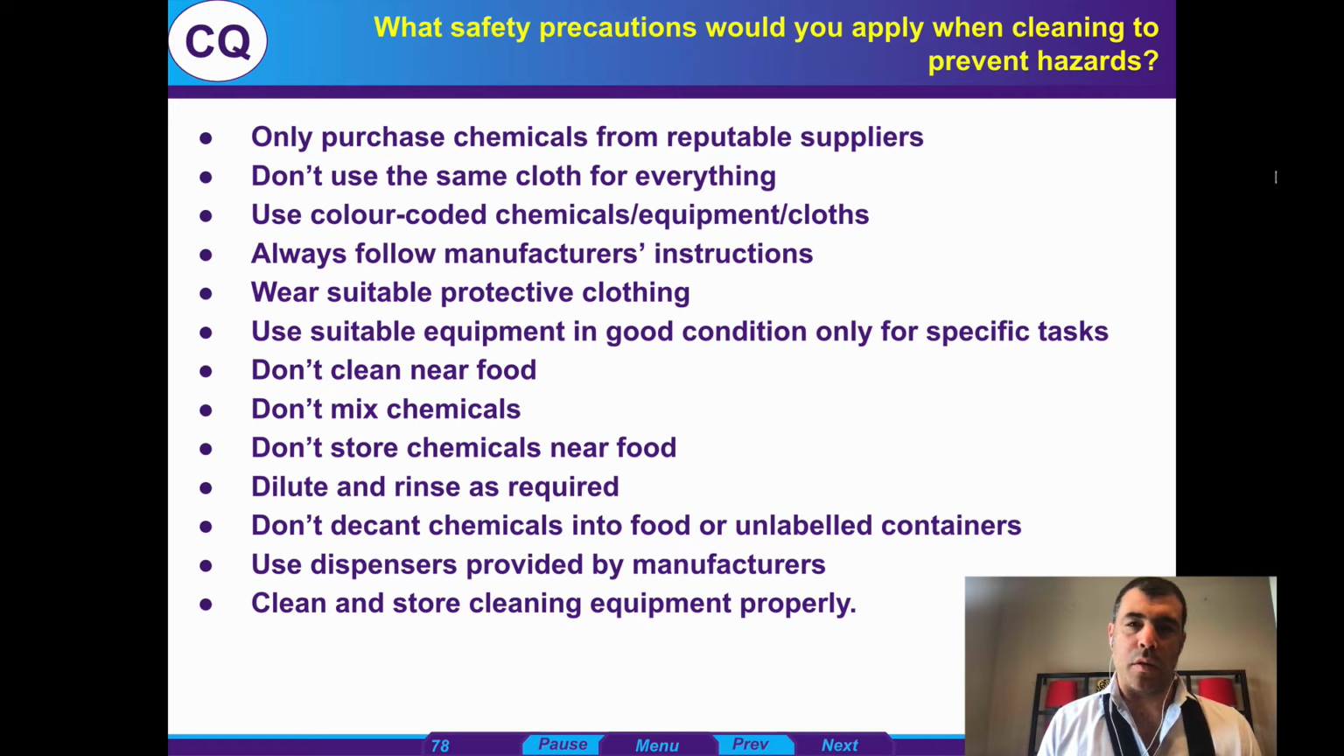Obviously, dilution relates to the fact that you read the manufacturer's instructions and you know what the correct dilution is. Otherwise, you can use a dispenser. When you are buying products from professional suppliers, you can get a dispenser to come along with it, and a bucket. Usually one push of a button is the right amount for the given bucket. That's very convenient. Don't decant chemicals into food or unlabeled containers. Use dispensers provided by manufacturers, and clean and store cleaning equipment properly.